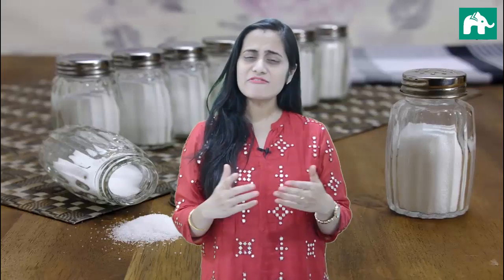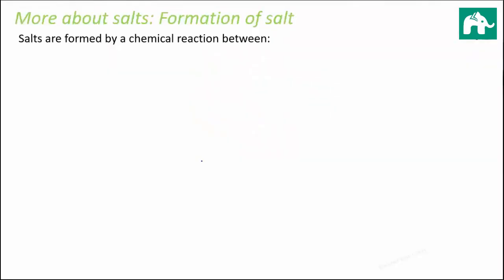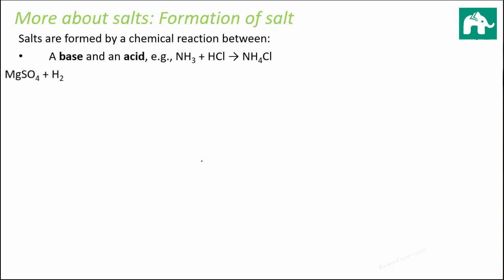Salt is not just common salt. There exists a family of salts. In fact, salt is not just produced as a result of a neutralization reaction between an acid and a base, but it is also produced when a metal reacts with an acid or a metal reacts with a non-metal. So here we see that salts are formed by chemical reactions between so many different things, like a base and an acid, which is something that we always knew, that a base and an acid combine together to form a salt.